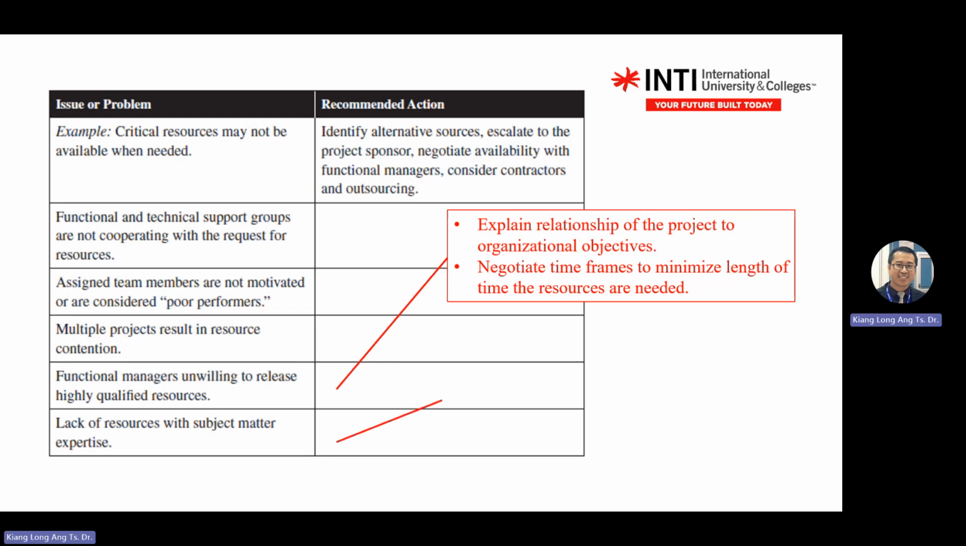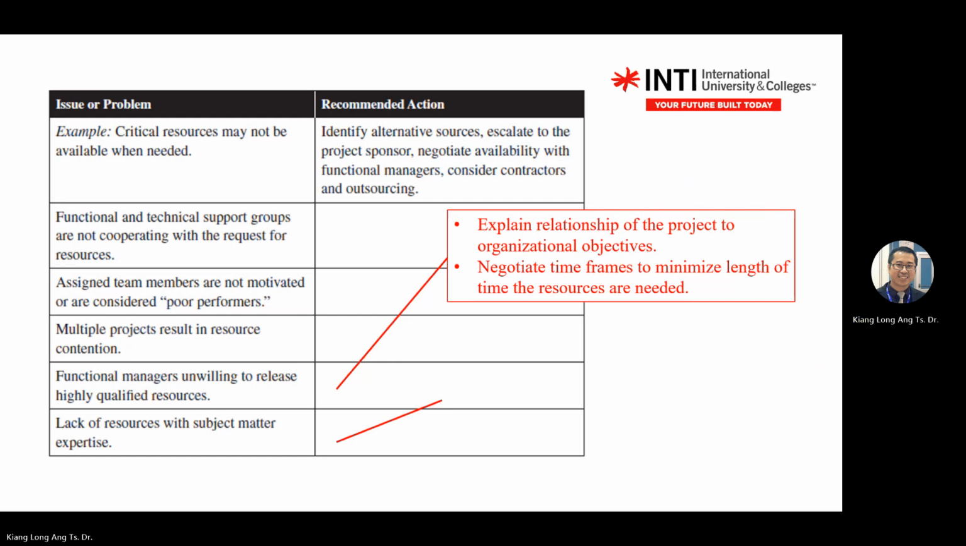Lack resources with subject matter expert. The word resources. Lack resources with subject matter. Don't confuse this problem with the third one. Don't confuse the third issue and the last issue here. Third issue is multiple projects and results in resource contention. Last one is you do not have resources.